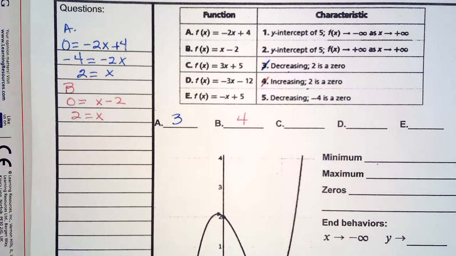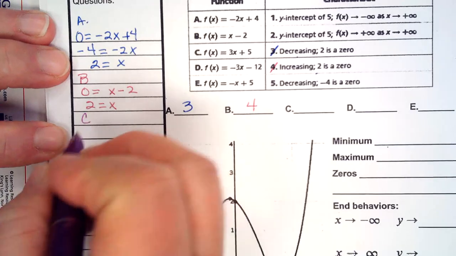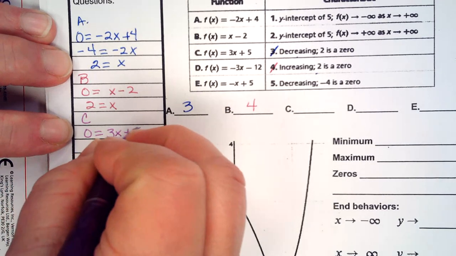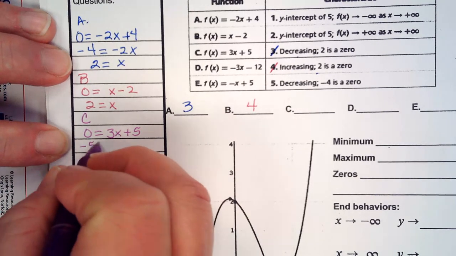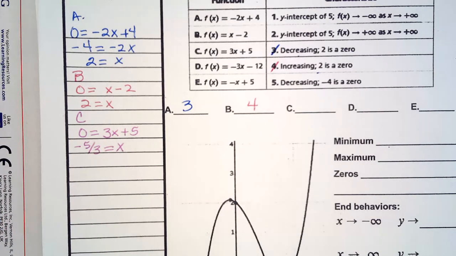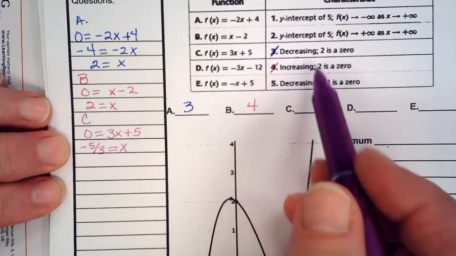Okay, let's look at C. So I've got 0 is equal to 3x plus 5. So I would subtract 5 and divide by 3. Negative 5 over 3 is equal to x. So that one is not negative 4 as a 0. So we're looking at these two.